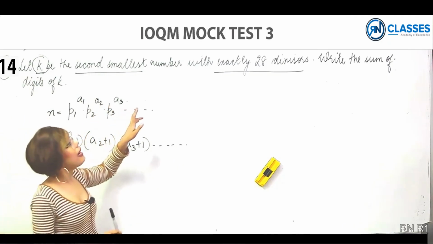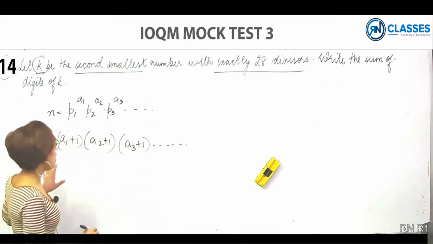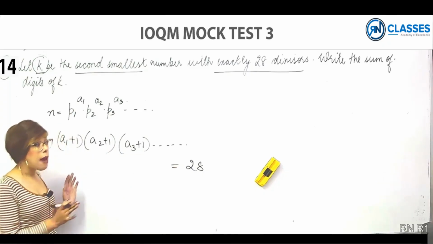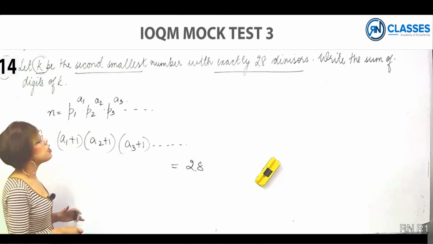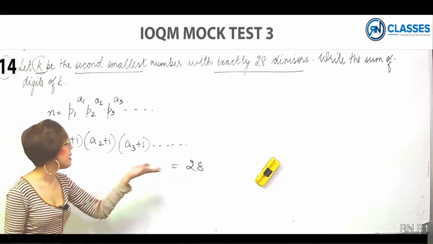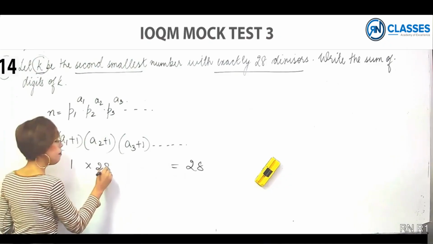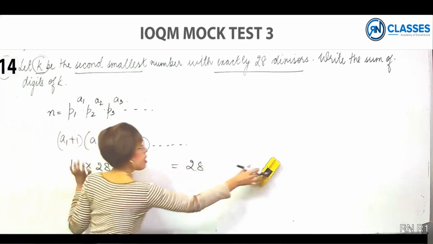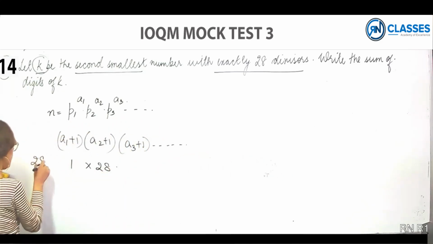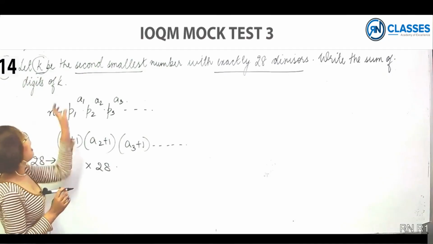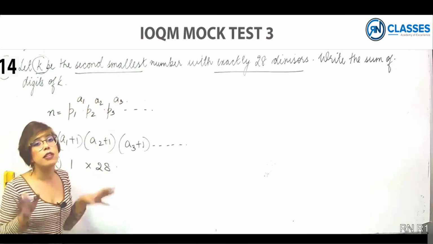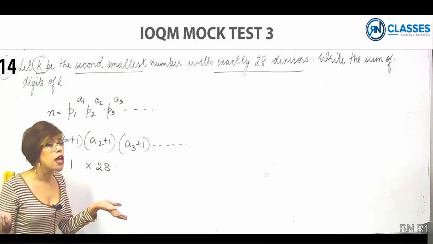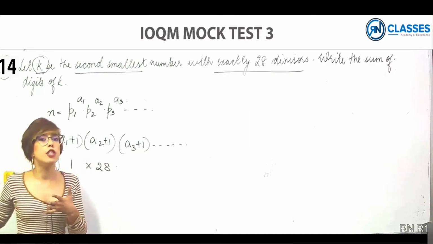Now he says that it has exactly 28 divisors. That means 28 will be expressed as a product of some numbers, and product of some natural numbers only, right? So the first case, I can write 28 as 1 into 28. Now, if 1 and 28 is there, what can be the number? Mind it, I need to take the second smallest number, so I will first look at the smallest. That means I'll be using the smallest prime number available to me, which is 2, in that order, right?